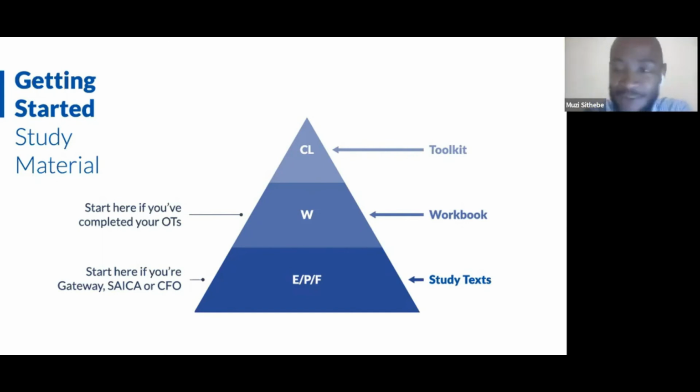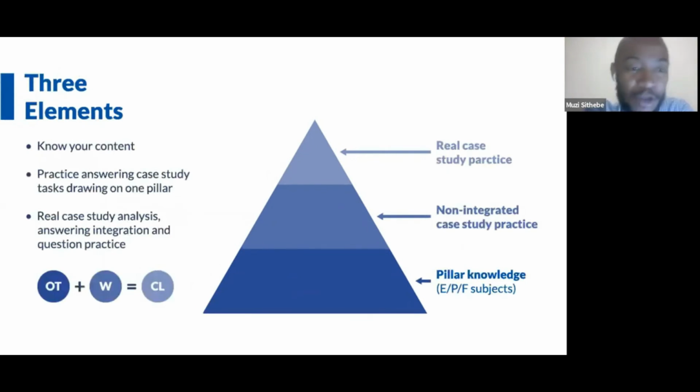So that's at the top, but ideally we need to work our way up this pyramid. Firstly, we need to be 100% comfortable with the 3 different pillars. Then we start to practice it in a case study environment and apply it to different scenarios. Then over and above that, we zone in and make it specific to our pre-seen to prepare for the exam, right? And how we bring all of these together is what the case study does. And like we said, know your content, practice answering case study tasks drawing on one pillar, and that's what our workbook will do. Then do a real case study analysis, then answer the integrated questions as you'll get them in the exam.